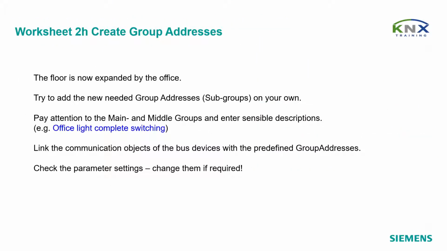Create group addresses. The floor is now expanded by the office. Try to add the new needed group addresses, subgroups, on your own. Pay attention to the main and middle groups and enter sensible descriptions. For example, Office Light Complete Switching. Link the communication objects of the bus devices with the predefined group addresses. Check the parameter settings, change them if required.